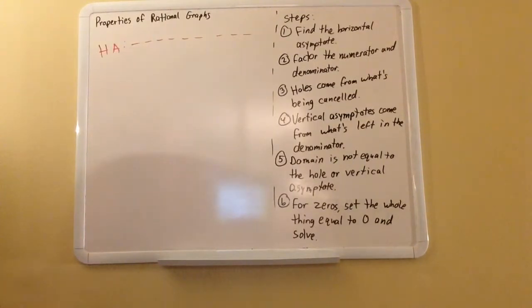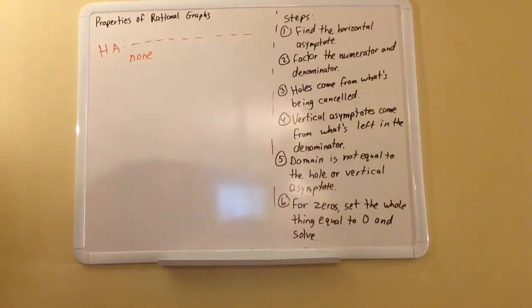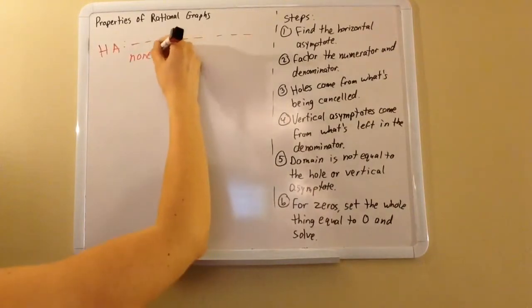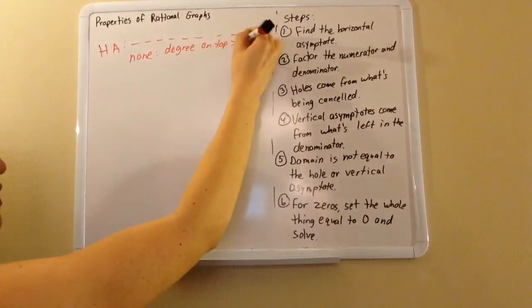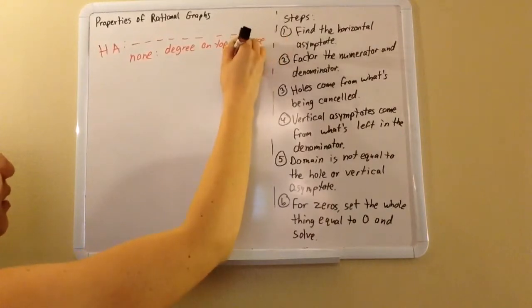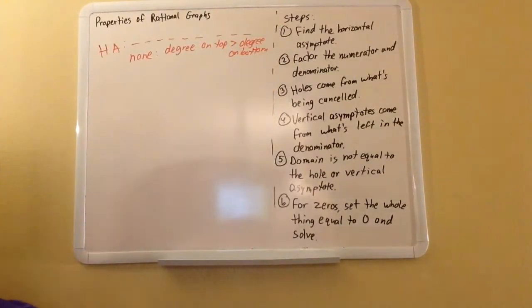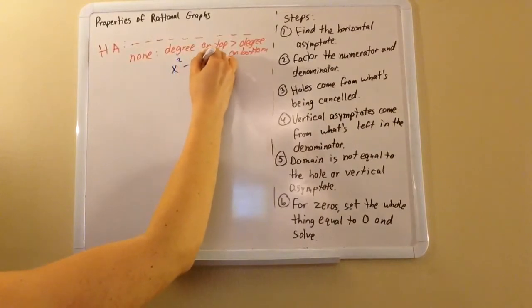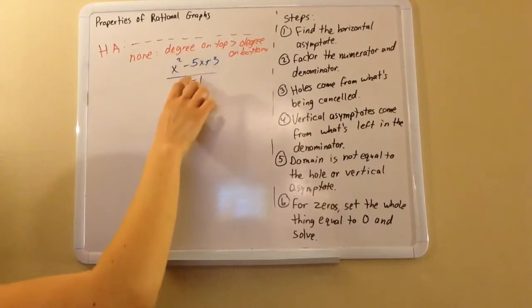Now there are three types of things that can happen. You can get no horizontal asymptotes, and that's if the degree of the numerator is bigger than the degree of the denominator. So the degree on top is bigger than the degree on the bottom. Remember, degree is just talking about the exponents. For example, x squared minus 5x plus 3 over x minus 1 is a perfect example of when the degree on the top is bigger than the degree on the bottom, because 2 is bigger than 1.